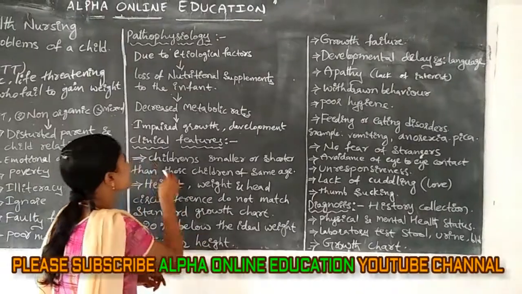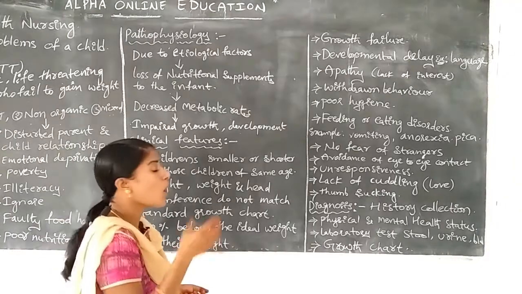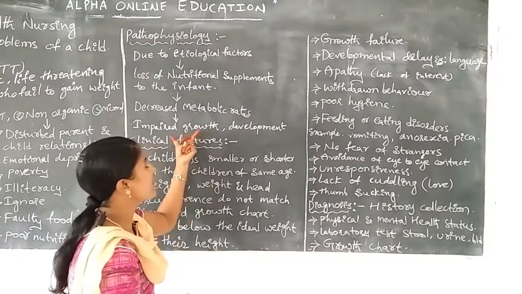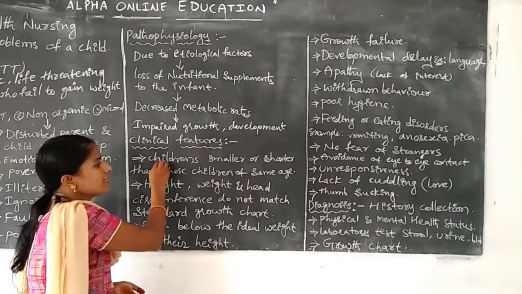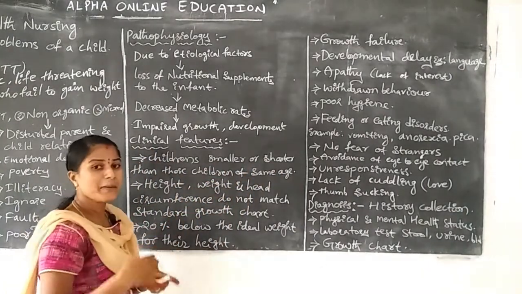We are going to discuss the clinical features. How is the infant suffering from this disease condition? Here, the children are smaller or shorter than the children of the same age group.